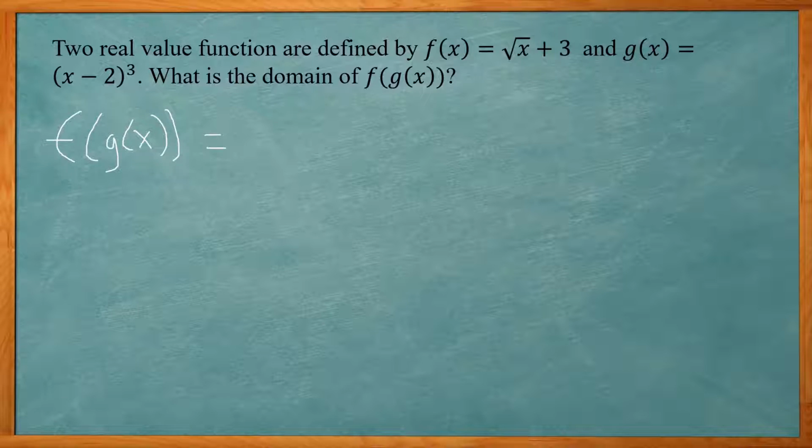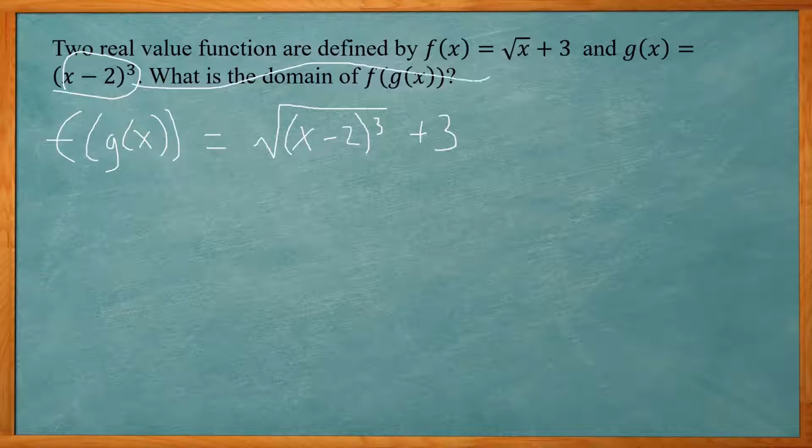will equal square root of x minus 2 to the third power plus 3. So I just took the g of x function and plugged it in for x in the f of x function. And now we want to know the domain of this. So this deals with the square root, so we need values underneath the square root to be 0 or greater. It can't be a negative number. Square roots of negative numbers are not allowed in the domain.